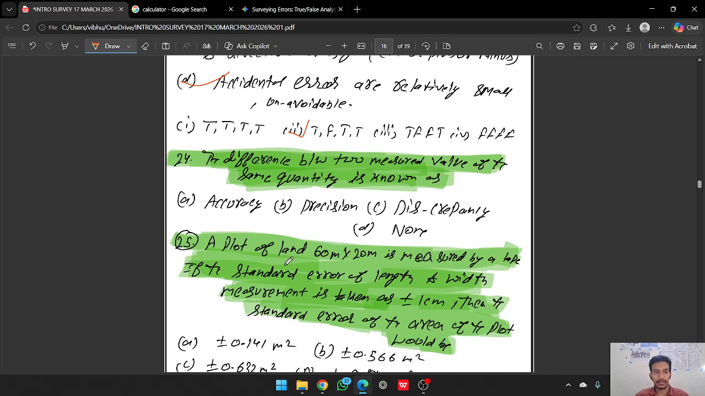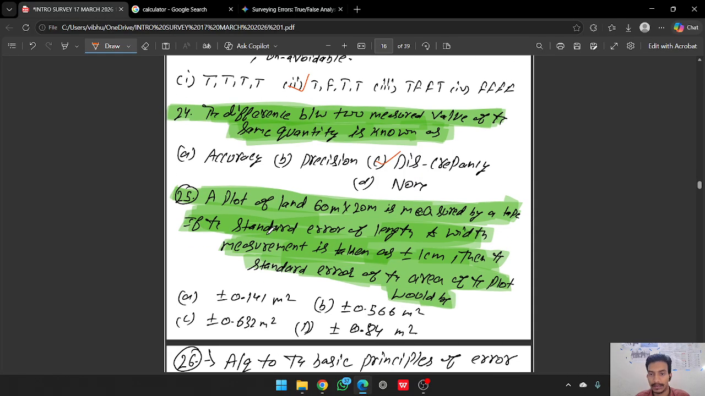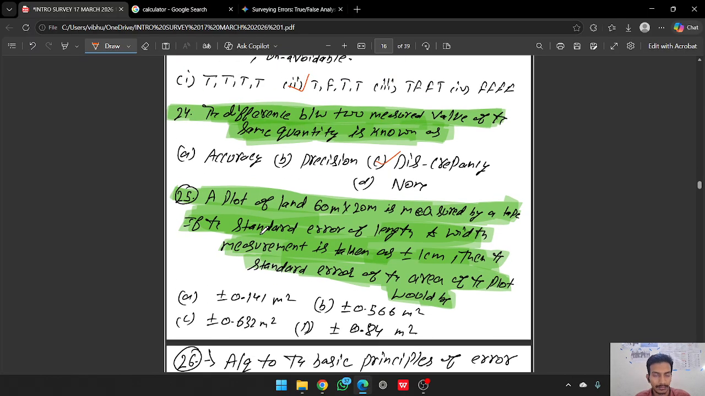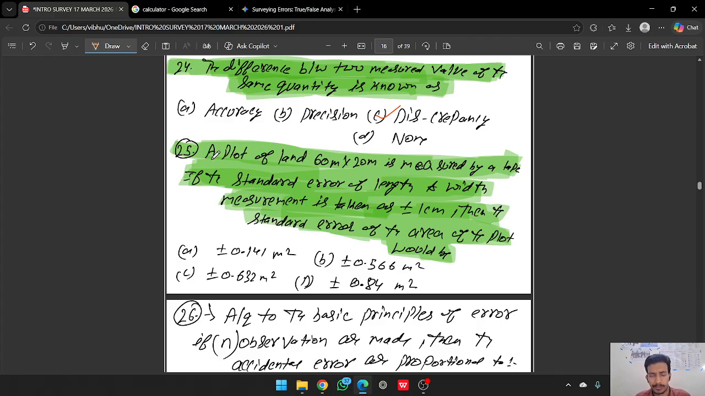The 24th question: the difference between two measured values of the same quantity is known as discrepancy. Okay, sorry for my wrong pronunciation. Avoid this.